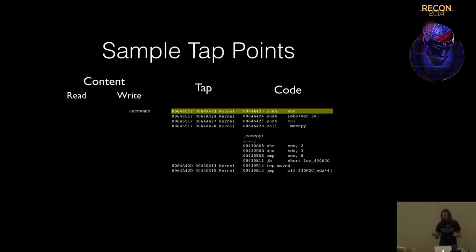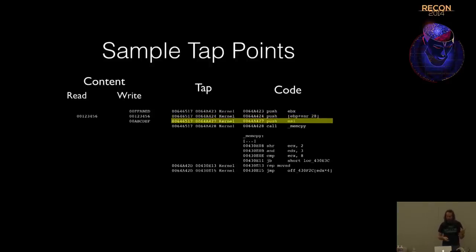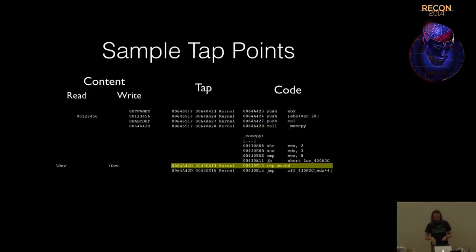So you push something, that's the content of EBX, not that interesting. Likewise, we're just going to push some stuff. You get a read and a write there because you're reading from memory and then you're pushing it onto the stack. So that's both a read and a write at that one tap point. Moving on, you push ESI. When you call memcopy, you push the return address. And now you get something that's actually maybe a little bit more interesting.